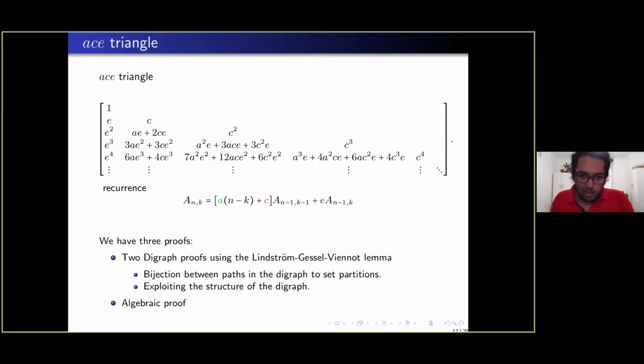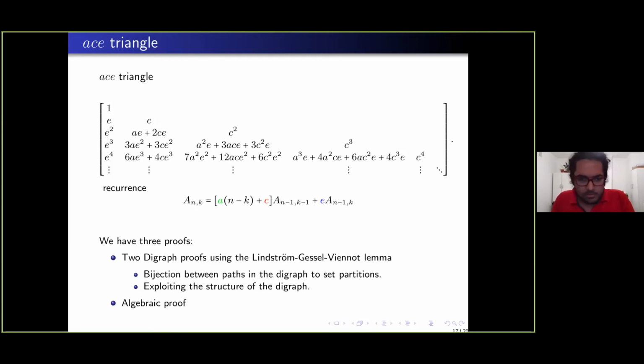So we have two digraph proofs which use the Lindström-Gessel-Viennot lemma. One of the proofs shows a bijection between paths in the digraph and set partitions. And the other one exploits the structure of the digraph and proves a certain recurrence, which all these entries also satisfy. We have a third proof, which is an algebraic proof that we call the quasi-production matrix method.